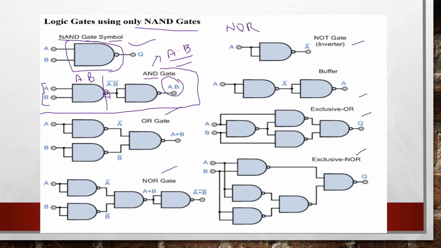Likewise, the OR gate. The OR gate output is A plus B. This A plus B can be implemented by means of using the NAND gate. Here the inputs are tied up, hence the A passes through this, it gets A bar, and here the input B passes through this, it gets the output B bar.